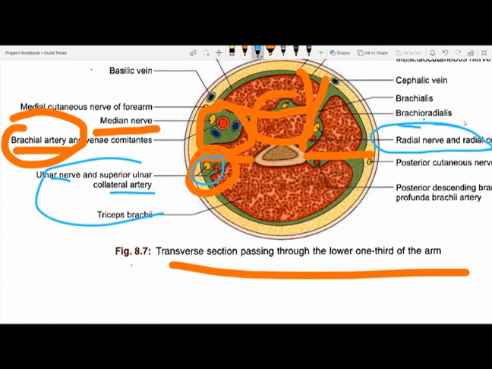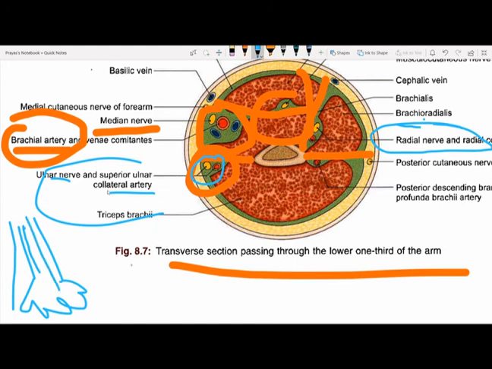Radius is the lateral bone of your forearm, whereas ulna is the medial bone. Suppose this is your forearm and this is your hand, and this is your body. So radius is the lateral bone, whereas ulna is the medial bone.